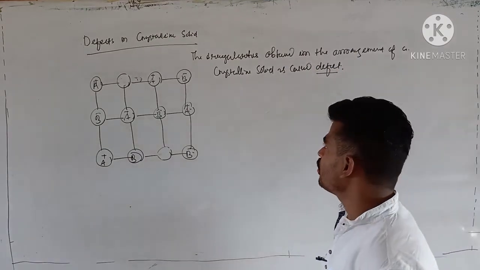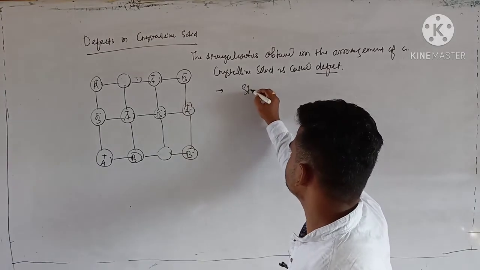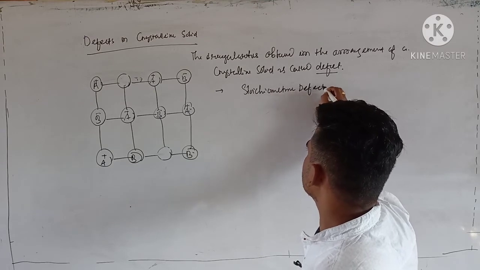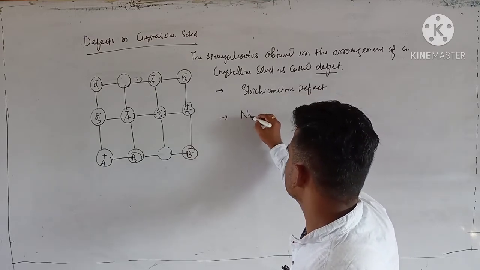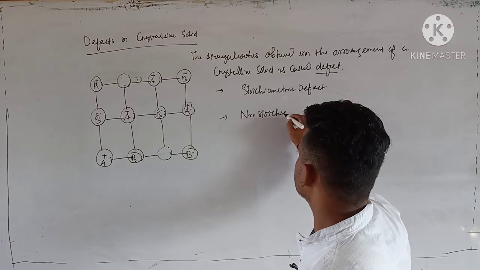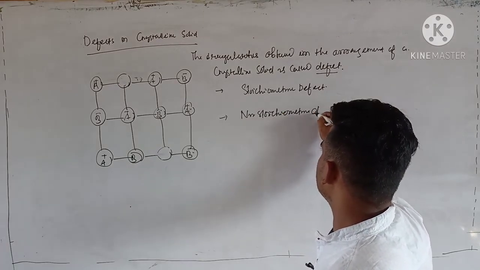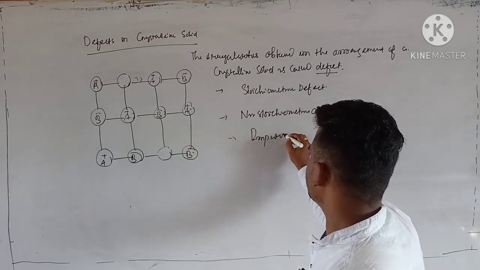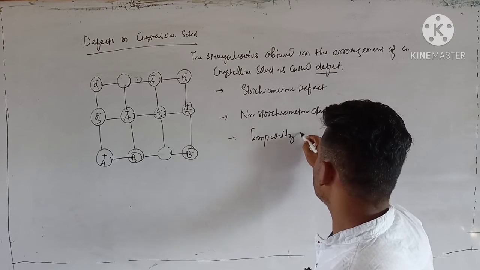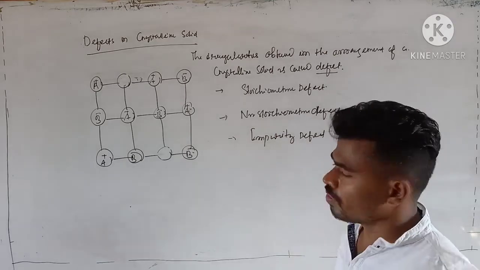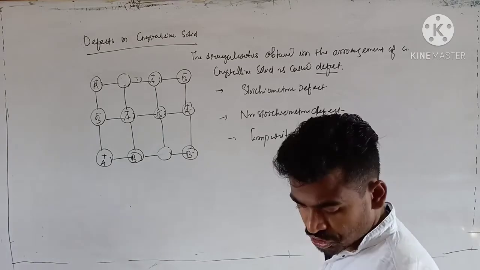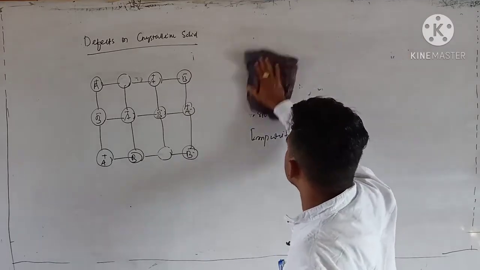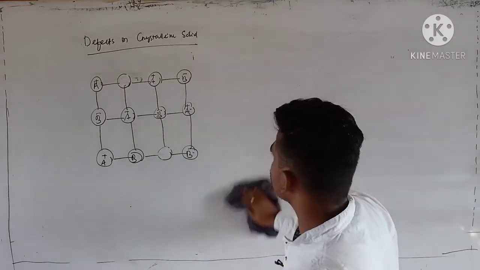And such defects are broadly classified into three types. One is stoichiometric defect, another one is non-stoichiometric defect, and the last one is impurity defect. Let us discuss one by one. First one is stoichiometric defects.